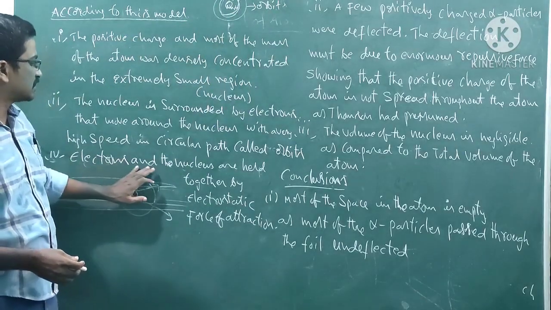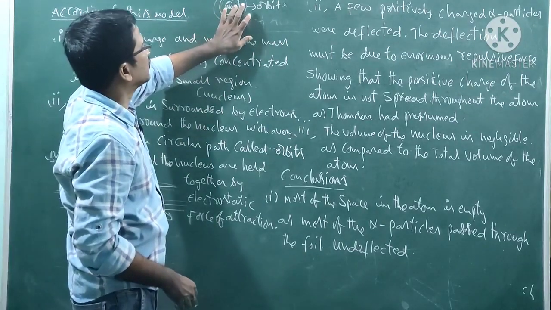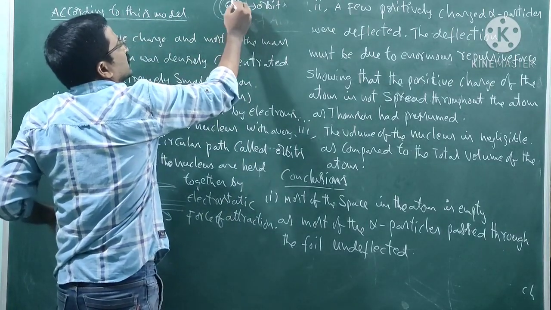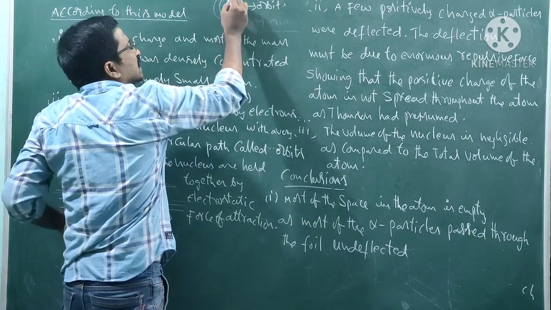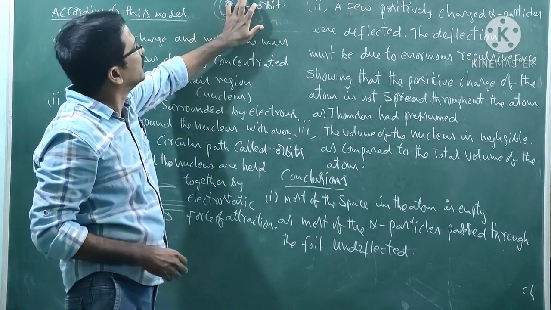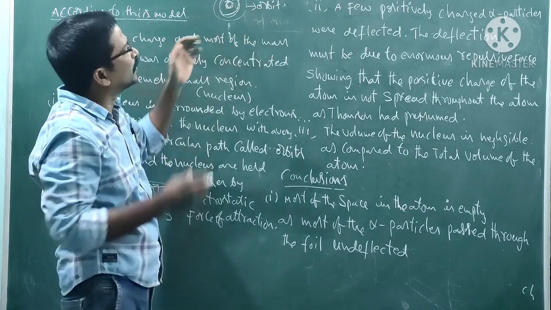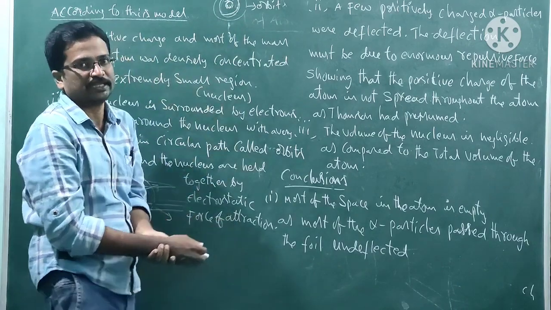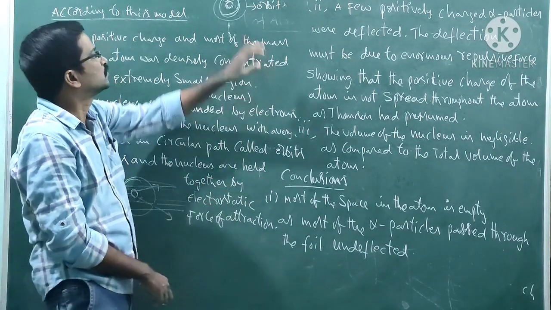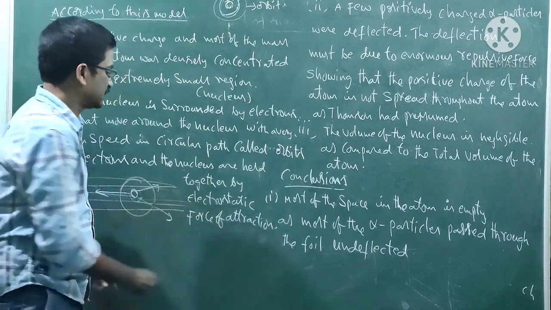Next, electrons and the nucleus are held together by electrostatic force of attraction. The nucleus is concentrated at the center of the atom and electrons revolve around the nucleus. The nucleus has positive charge and the electron revolving around it has negative charge. Both of them have a force of attraction known as electrostatic force of attraction.